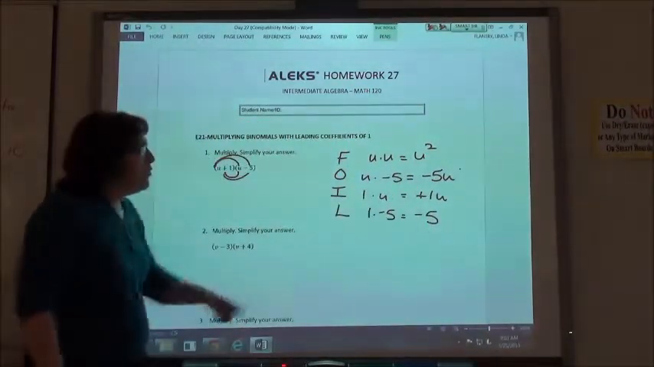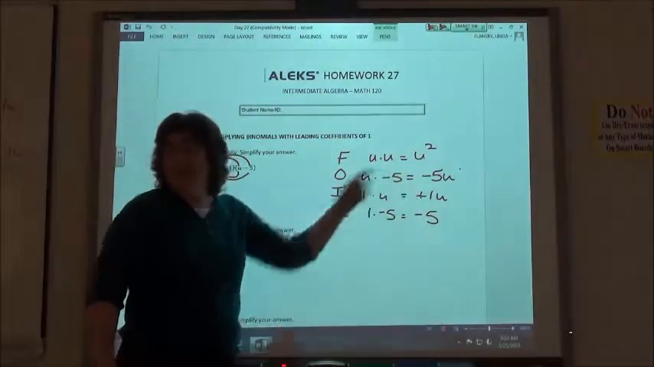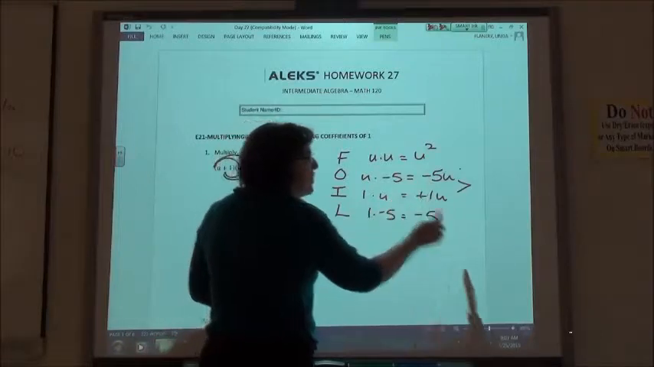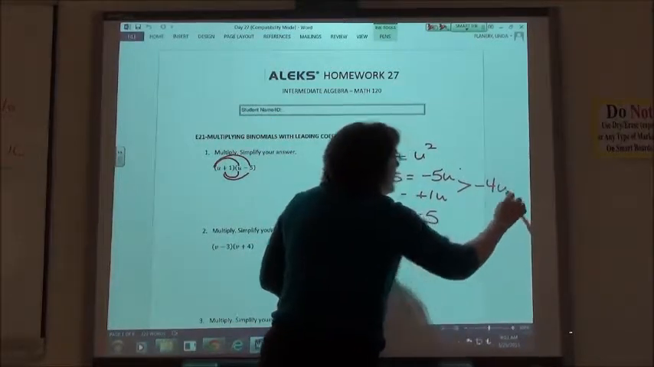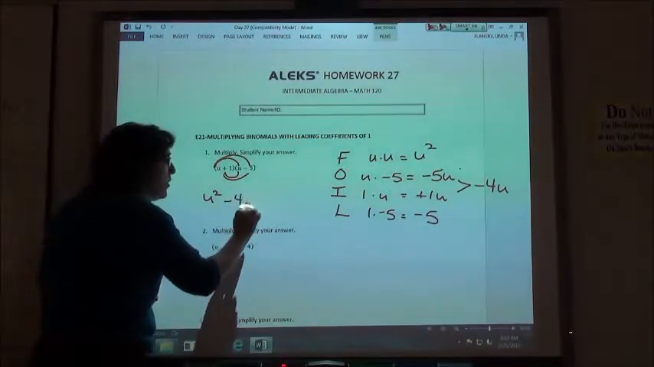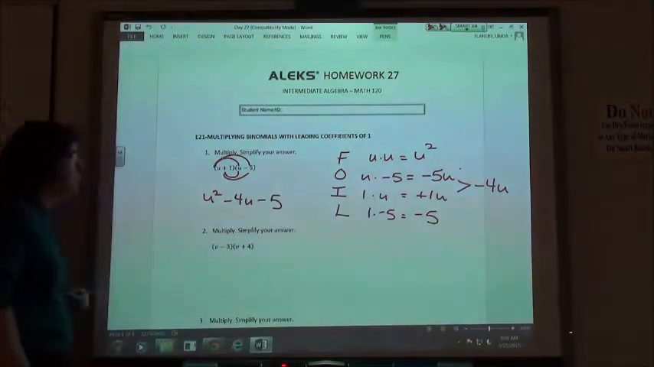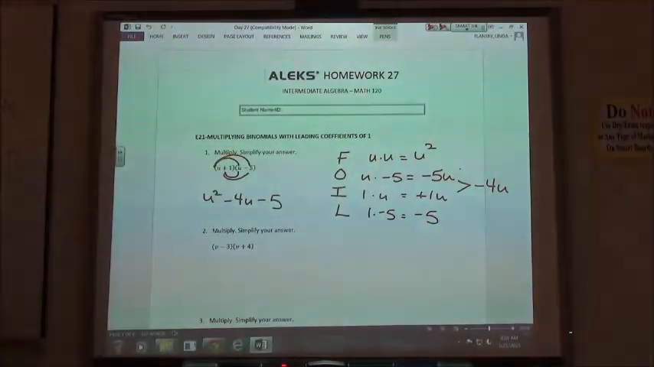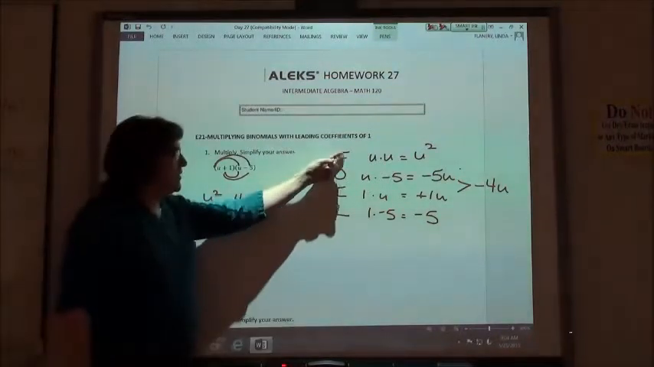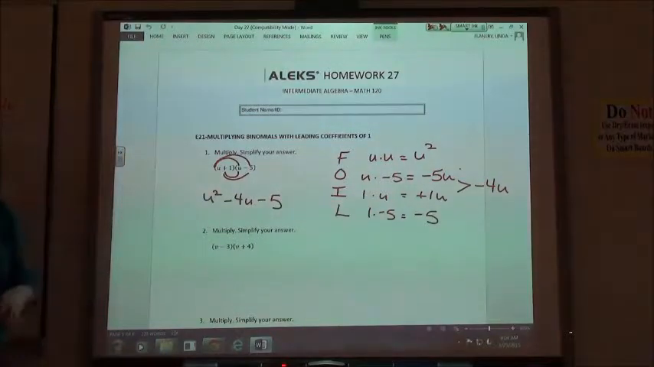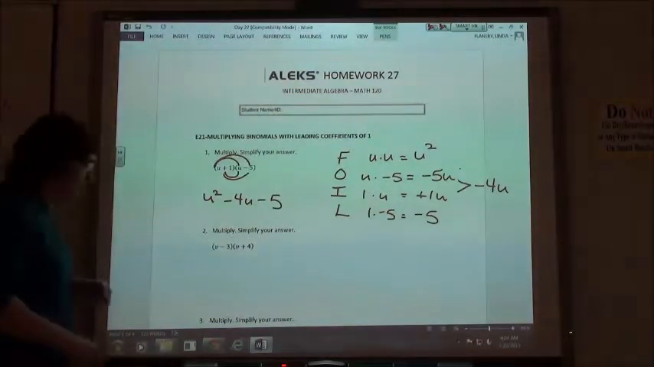When you FOIL it out, those two middle terms, the outside and the inside, are like terms. We can combine those. Negative 5 plus 1 is negative 4. So I have u squared minus 4u minus 5. Now, I really probably don't write that out every time, but just to explain what they're talking about for FOILing. The first, the outside, the inside, the last. It just gives you a pattern to follow so you can keep track of where you're at.